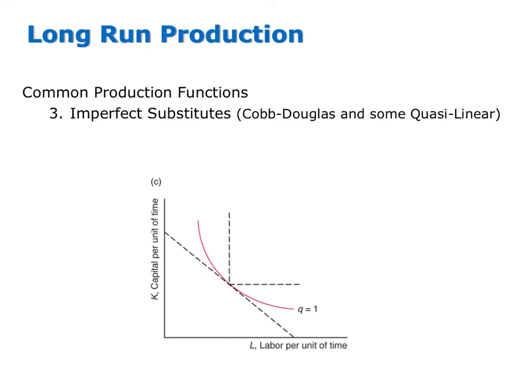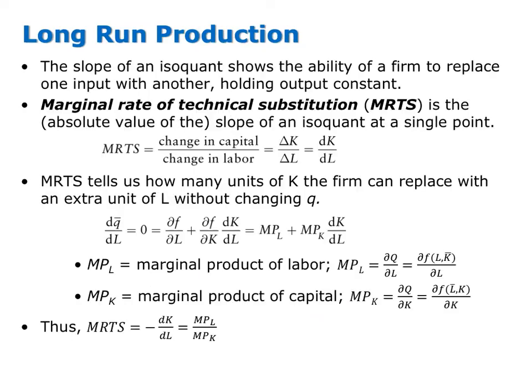Inputs are substitutable because the isoquants slope down, reflecting that there has to be a trade-off, but they don't slope down at a constant rate. We call these imperfect substitutes. Imperfect substitute inputs can be represented by Cobb-Douglas production functions, as well as some quasi-linear production functions.